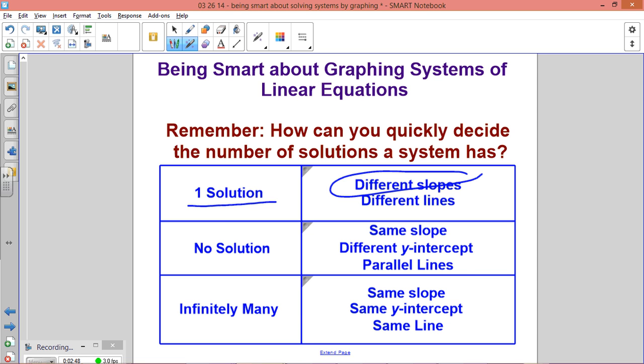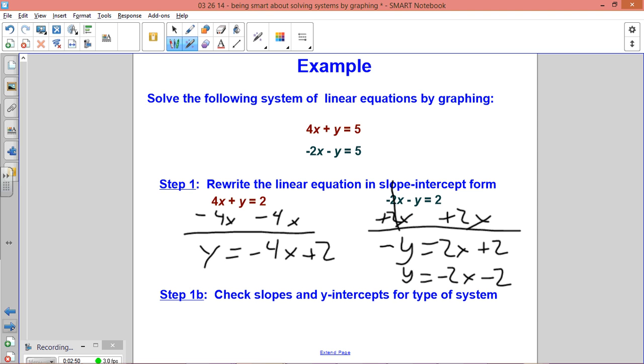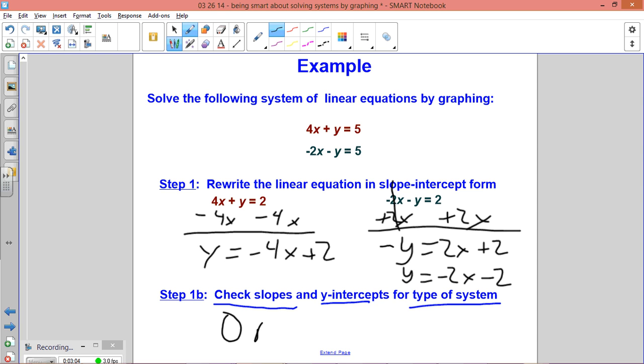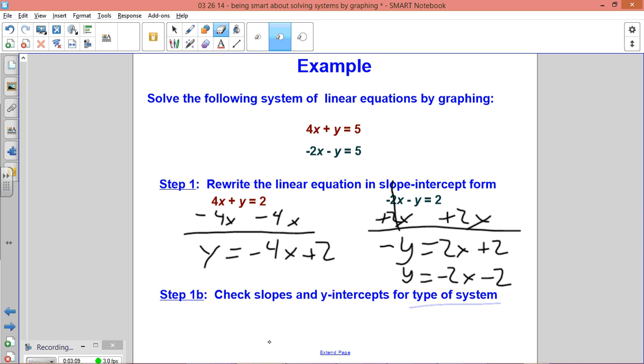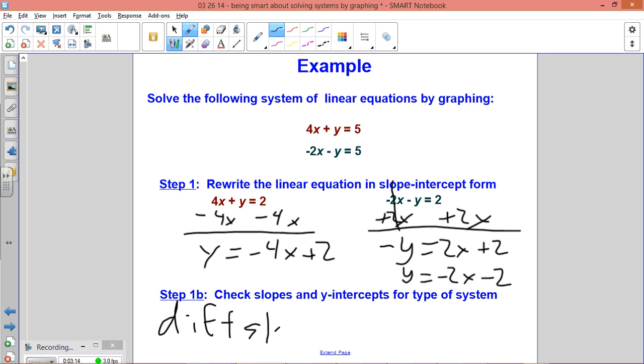As long as I know I have one solution, then I can continue graphing the normal way like I did yesterday. This was step 1b, the step that I'm adding for today's video: check the slopes and the y-intercepts to see which type of system. I'm going to write that I have different slopes, so one solution.